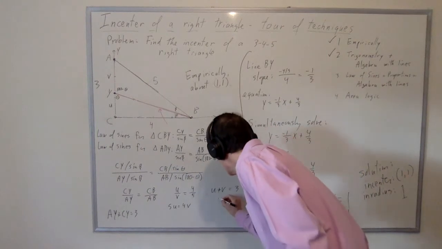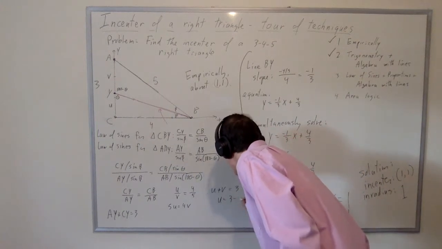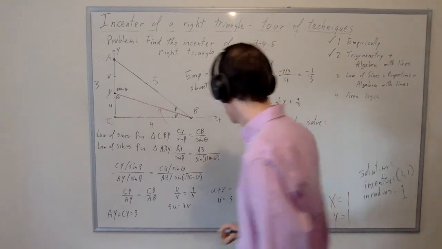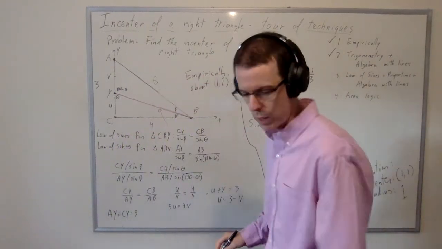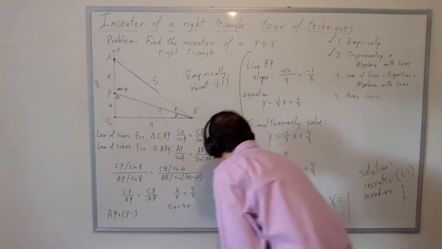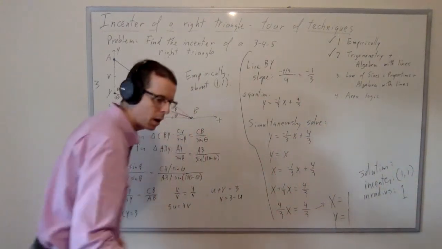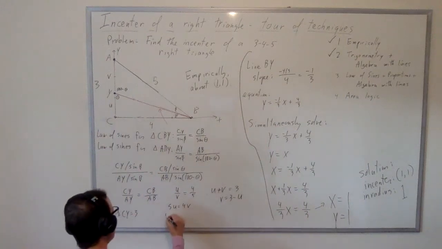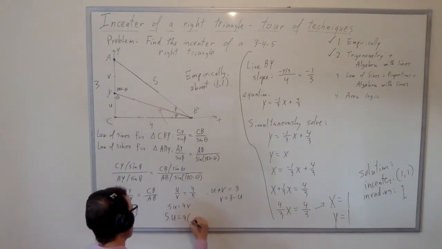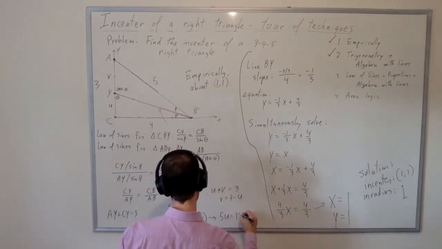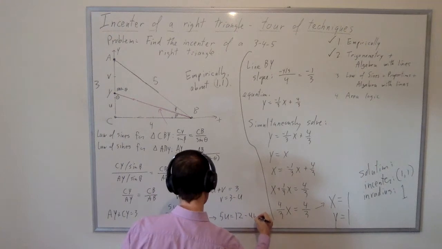Let's solve for v here. Actually, I want to solve for v. So v is 3 minus u. And then I can plug that in here. So we get 5u equals 4 times 3 minus u. And that tells me that 5u is 12 minus 4u.